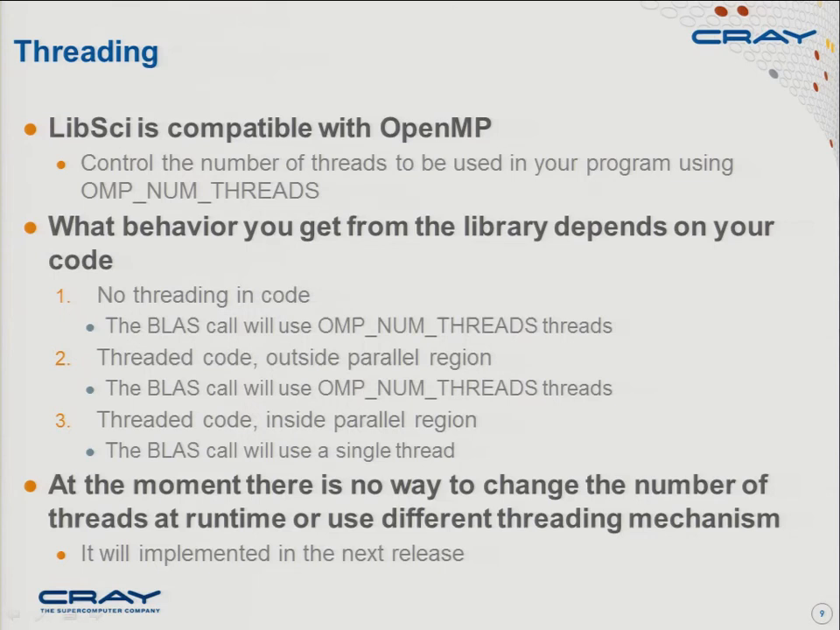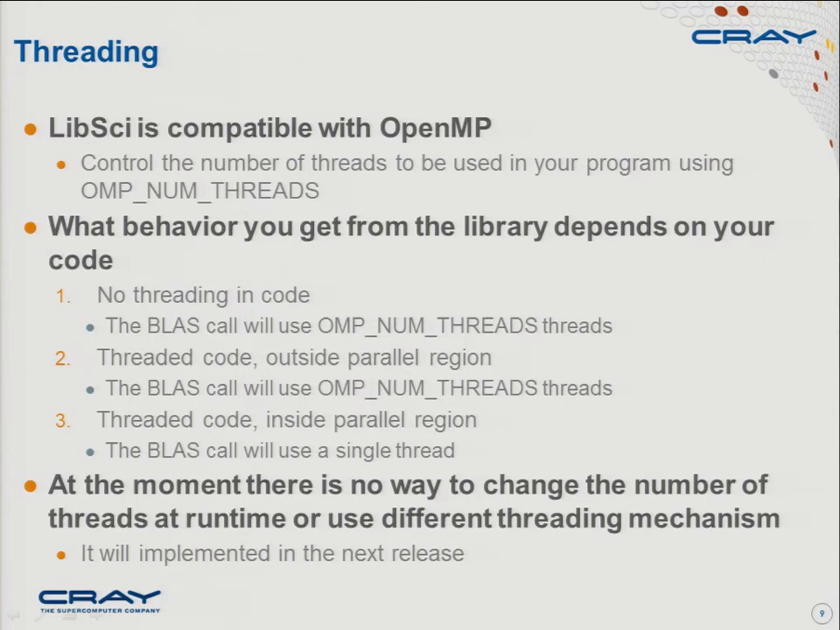And then if you have a code with threading, and you are calling outside the parallel region, so outside the OpenMP region, then you will call the parallel, multi-threaded BLAS. But if you are calling from inside a parallel region, just because you want to avoid nested parallelism, okay, libc would run without threading. Okay, this is a clear situation, right?